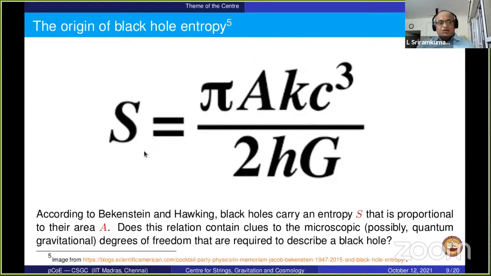In fact, people are trying to understand not only what is the leading term, which is proportional to the area, but what are the sub-leading corrections. And there has been progress made in this context, including by members of a group who are trying to understand the leading term and the sub-leading corrections, for instance, in certain theories of quantum gravity, such as string theory.